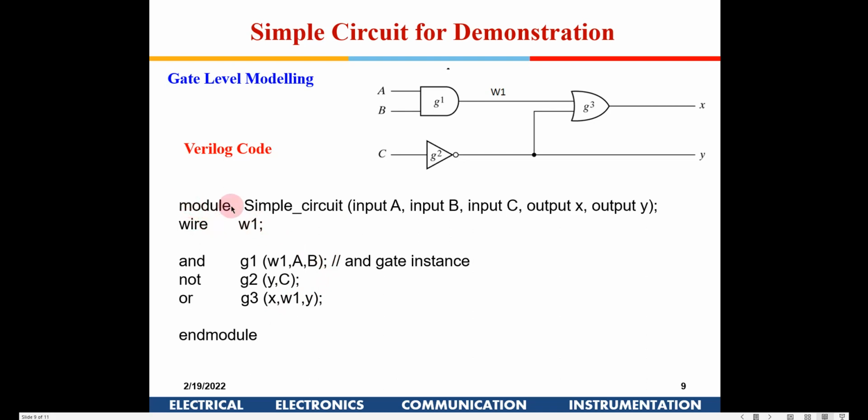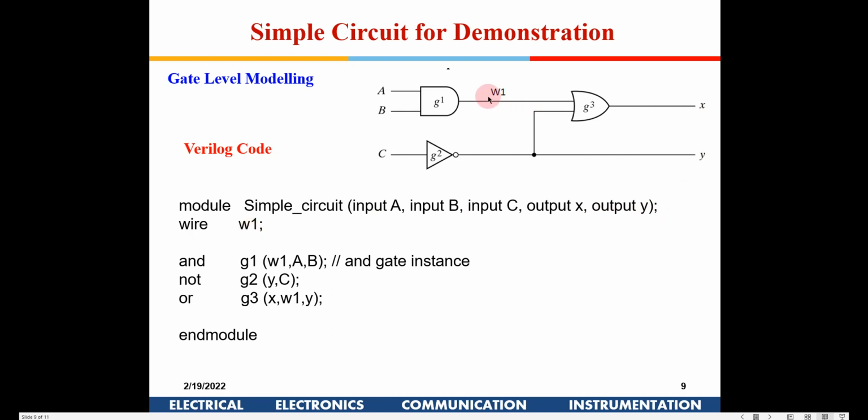This is how the code looks: module and a sample circuit. This is the name of the module. This is the simple circuit I am going to demonstrate to you. I have given the module name as simple circuit, and within brackets I need to define the inputs. Input A, input B, input C. That means I have 3 inputs and 2 outputs, output X and output Y. I'll share this PDF also with you, don't worry about it.